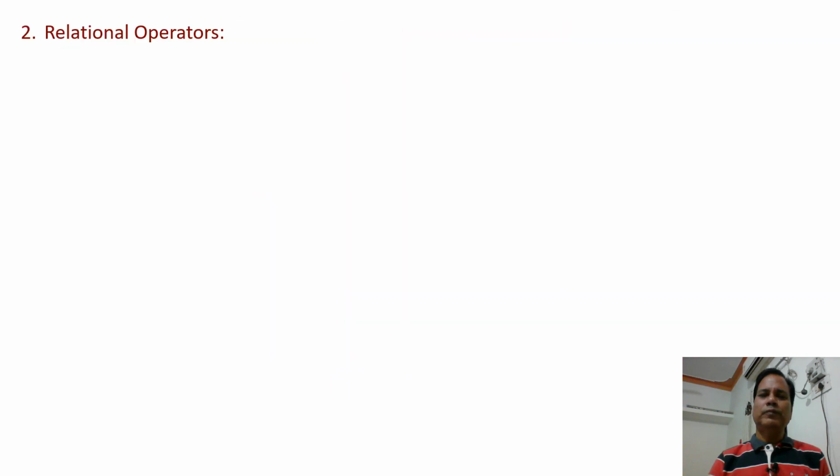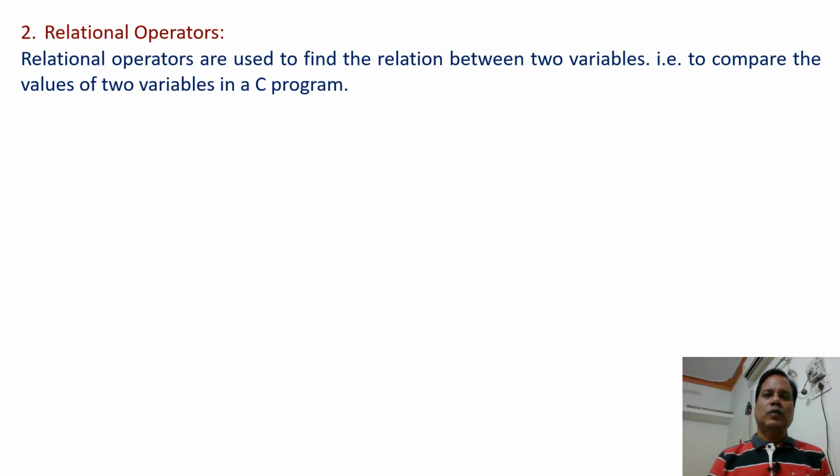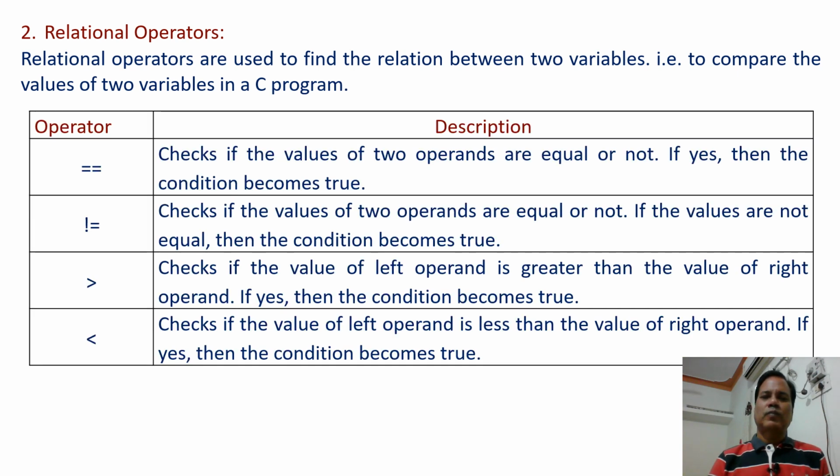Good morning. Today we are going to discuss relational operators. Relational operators are used to find the relation between two variables, that is, to compare the values of two variables in a C program. This table shows relational operators.